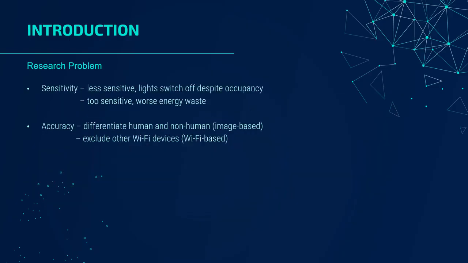The research problem is about the sensitivity and accuracy. For sensitivity, if the sensor is less sensitive, the light will switch off despite occupancy. And if the sensor is too sensitive, this will cause a waste of energy. For accuracy, the sensor should be smart enough to differentiate human and non-human. This is the main challenge for image-based smart lighting systems. And for Wi-Fi based smart lighting systems, the sensor should not include other Wi-Fi devices except the Wi-Fi connected smartphone.